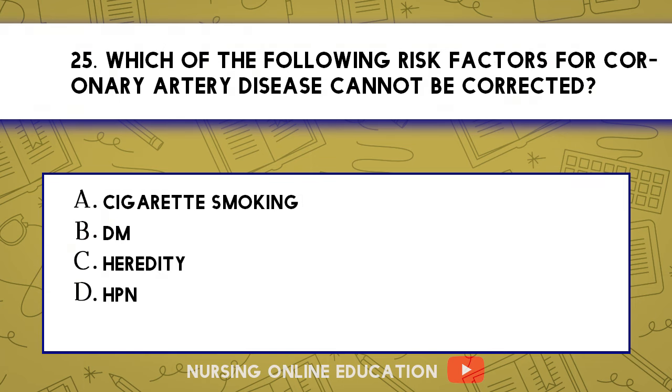25. Which of the following risk factors for coronary artery disease cannot be corrected? A. Cigarette smoking. B. DM. C. Heredity. D. HPN. The answer is heredity.